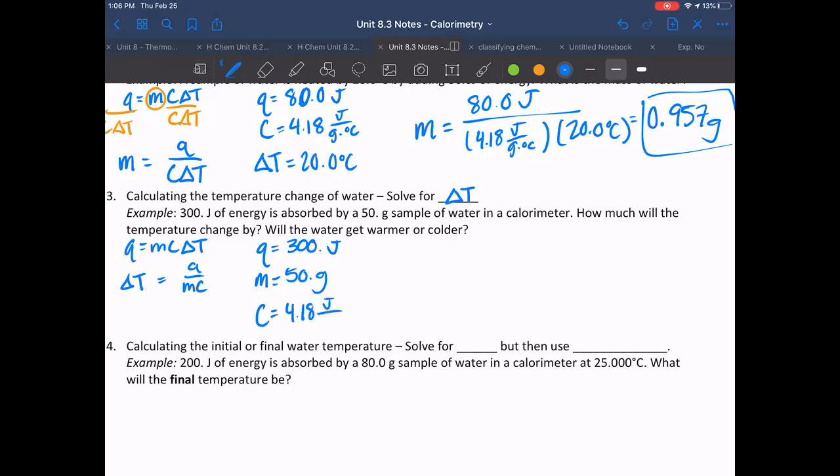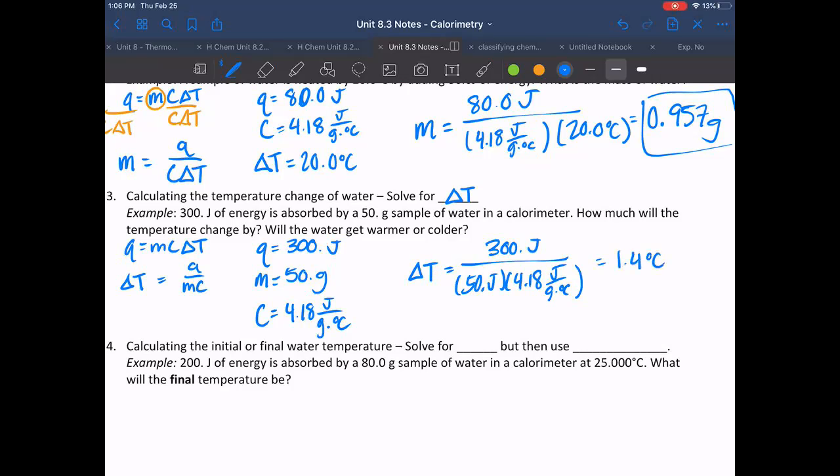You guys are going to get sick of specific heat. No, it's 50 dot. That's just how I define sig figs as 2 sig figs. Any other questions? Okay. All right, delta T is equal to 300 divided by 50 times 4.18 J over grams times degrees C. You get that it's 1.4 degrees Celsius.